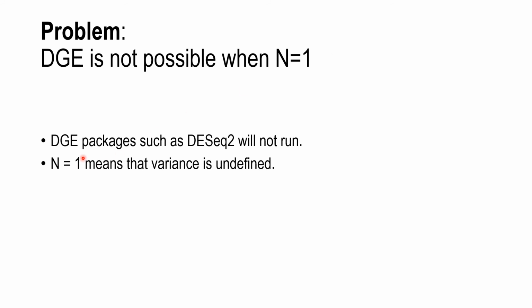And DGE packages such as DESeq2 will not run when n equals 1, because there is no variability, which is actually required for the statistical study. And n equals 1, as I told you, means that variance is undefined.